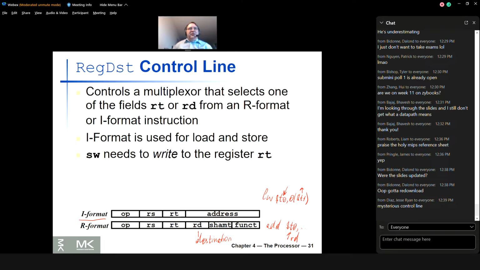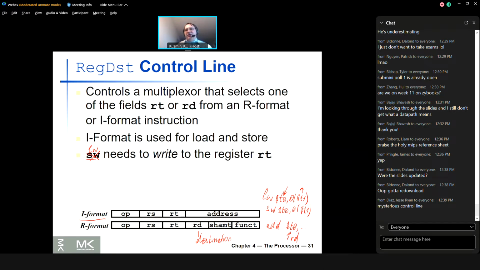I believe this is a typo. It should be LW, right? Because with LW, we are loading the word from memory into our register. So that's load word, and it needs to write to the register. Whereas if we have SW, we are taking the value of T0 and writing it to memory. We are storing into memory, given this address. So here we're just reading 2 registers.